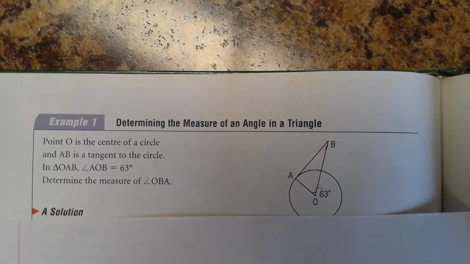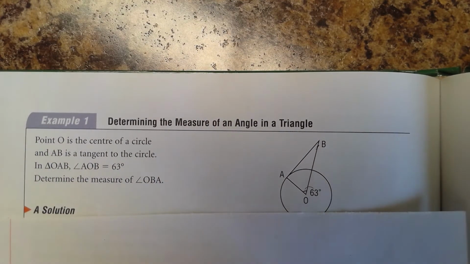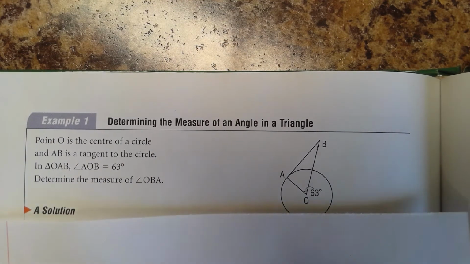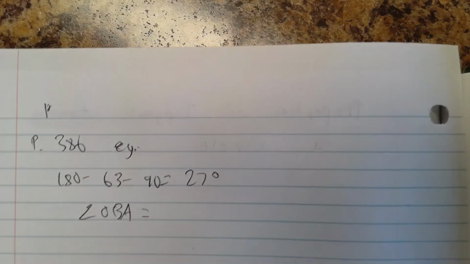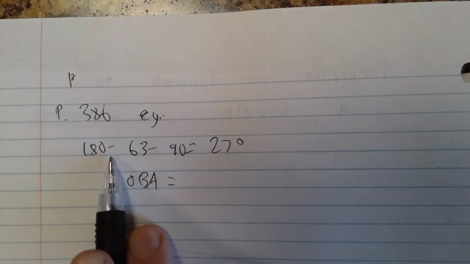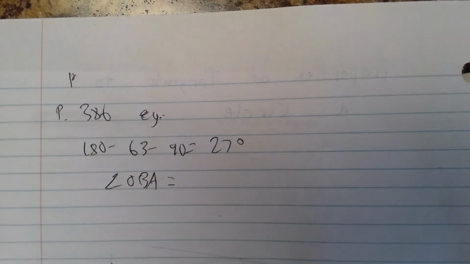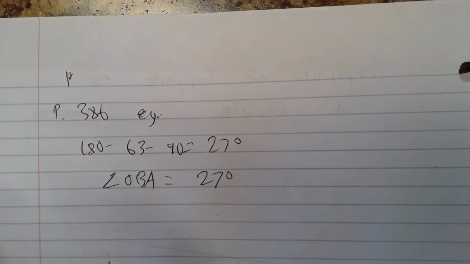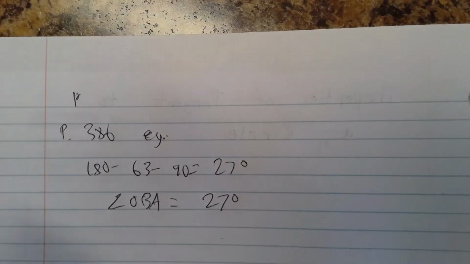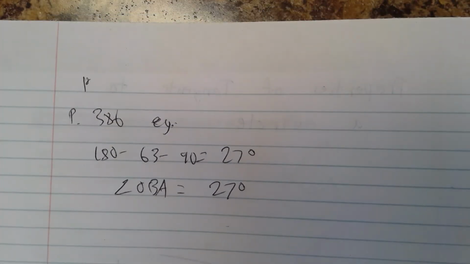And what do we get for the measure of OBA? 27 degrees. Angle OBA. Forgot to show you what I'm doing here, sorry. 180, take away 63, take away 90 equals 27 degrees. So angle OBA equals 27 degrees. You have to know that the angle of intersection between a tangent and a radius is 90 degrees. You got to know that, and then the rest of the math is not that hard.